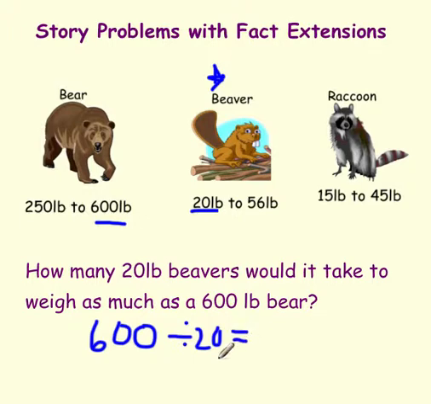Okay, let's use those fact extensions. How many 2s are inside of 6? Answer, 3. Now I want to remember that I need to take my answer times this smaller number to get back to where I started with. Would 23 get me to 600? No, it would only get me to 60. Let's try adding a 0. What about 20 30s? Do 20 30s get me to 600? Yes. 2 times 3 would be 6, and tens times tens make hundreds. So my answer is 30.